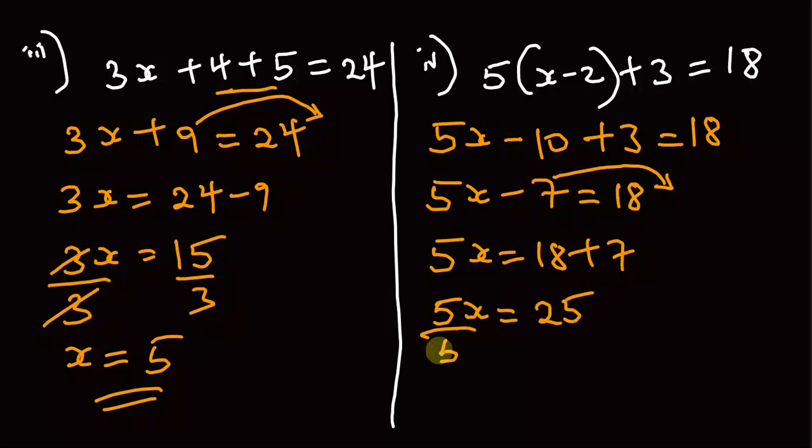To get the value of x, we divide both sides by 5. So that after simplifying, x will be 5. So that is our answer.